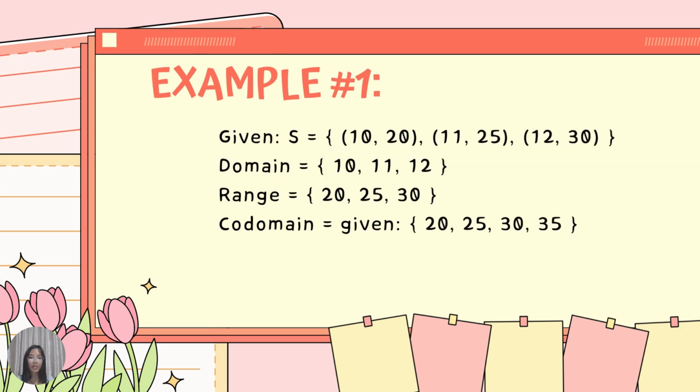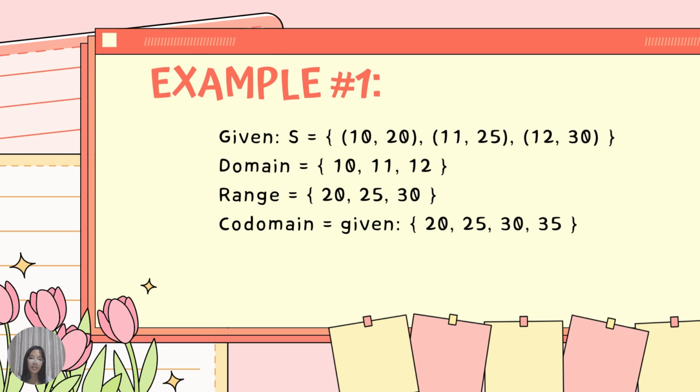Now let's try our first example. Given S is the set of 10 and 20, 11 and 25, and 12 and 30. The domain for that is 10, 11, and 12, the first values. And then the range is 20, 25, and 30. The codomain is equal to the given, which is 20, 25, 30, and 35. Here, 35 is part of the codomain even if it doesn't appear in the range.